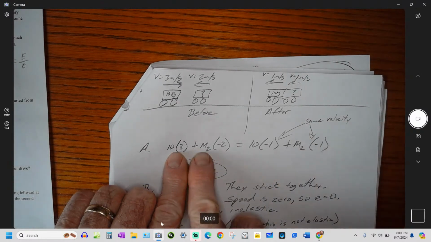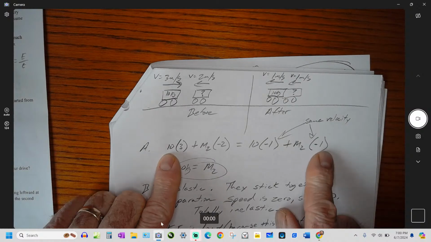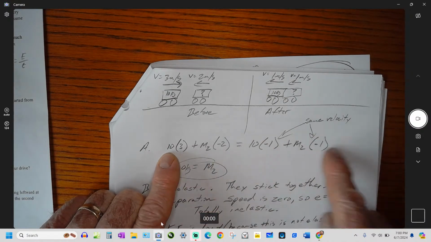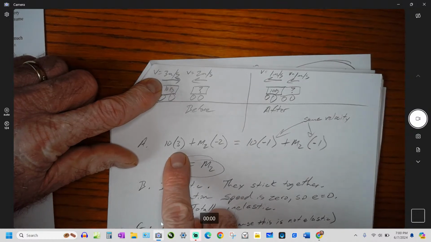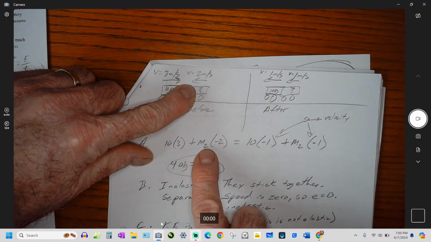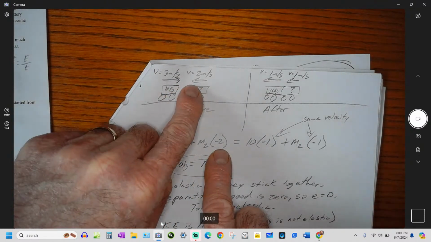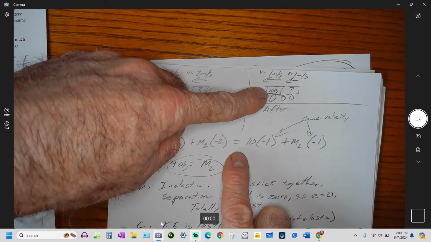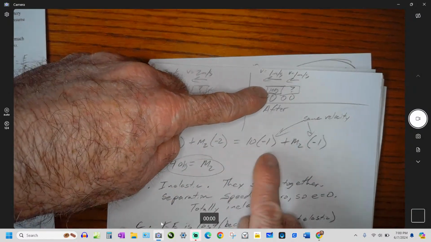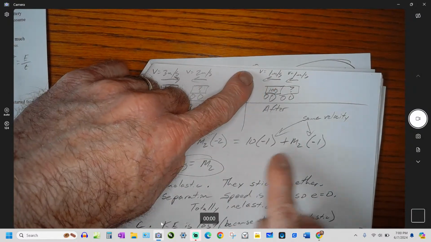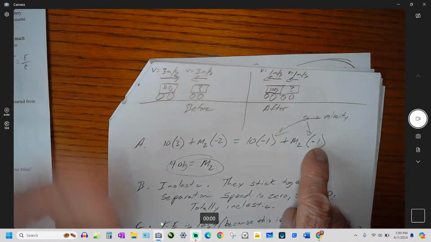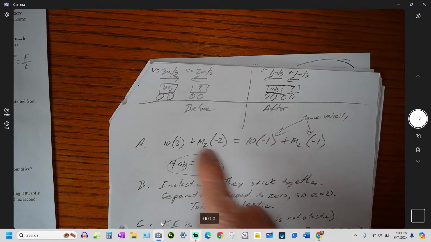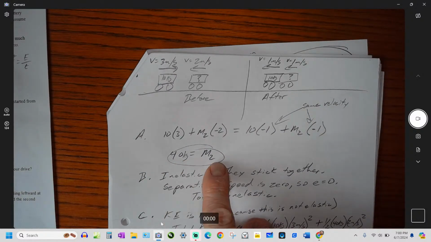This is my math. This is the law of conservation of momentum. I just didn't write the equation again, but I simplified it. The momentum of this is 10 times positive 3. The momentum of that is its mass times negative 2, since it's going left. The momentum of the 10 kilogram one is 10 times negative 1 because it's going to the left. And the momentum of the other one is its mass times negative 1. So doing the algebra, you get 40 kilograms equals M2.